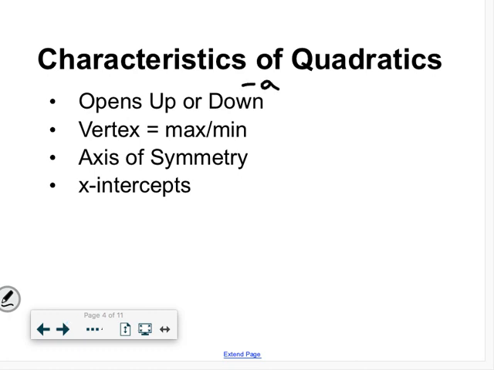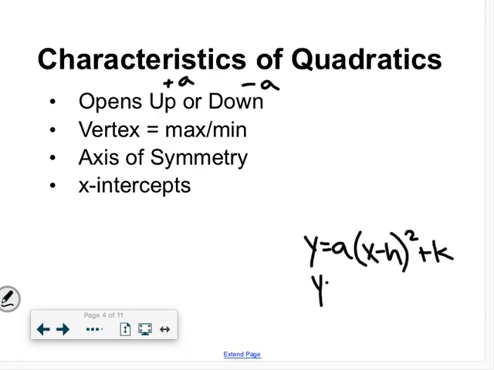You had a couple of forms last year, like they might have looked like this: a times (x minus h) quantity squared plus k. Or we also had the form ax squared plus bx plus c. And in both of those you have an a. If the thing in front of the x squared is positive or negative, that determines whether it opens up or down.